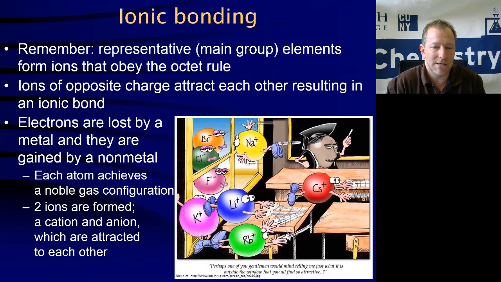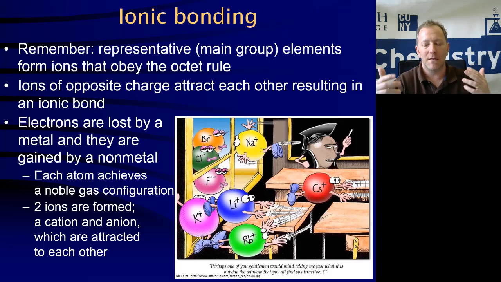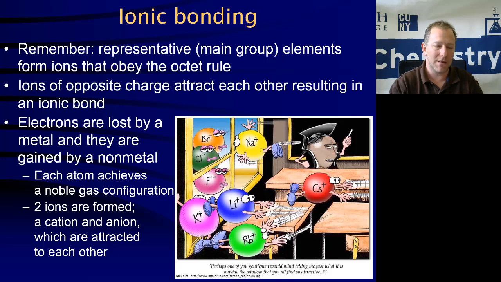Now, things to keep in mind. Main group elements form ions that obey the octet rule, duet rule for the small elements. Ions of opposite charge attract, resulting in an ionic bond. Now, it's not just a molecule, LiF, okay? There are alternating pluses and minuses in all 3 dimensions, but the smallest unit possible, theoretically, would be Li+ and F−. Electrons are lost by the metal, they're gained by the nonmetal, and both in the process obtain the noble gas electron configuration. I now give you a moment to examine the cartoon.